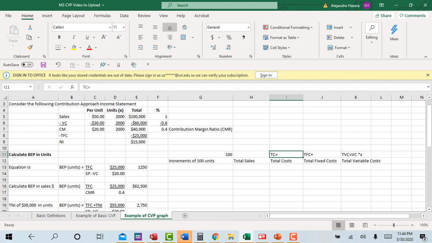Now your total cost is equal to total fixed cost plus your total variable cost. Your total sales is going to be your sales price per unit times X, which is the number of units.